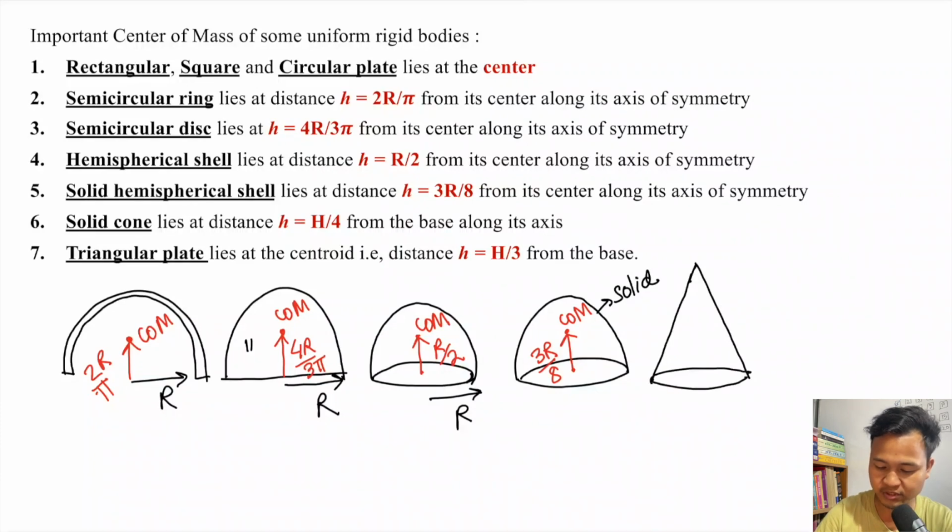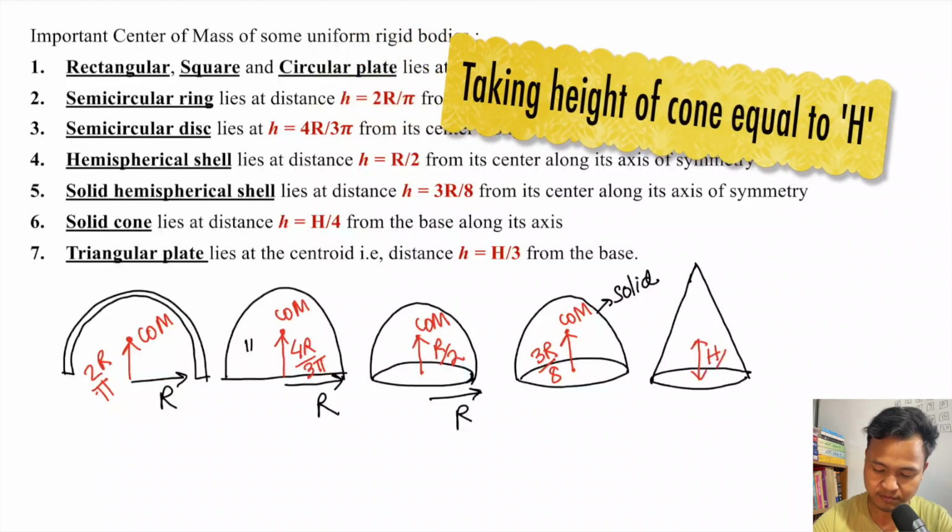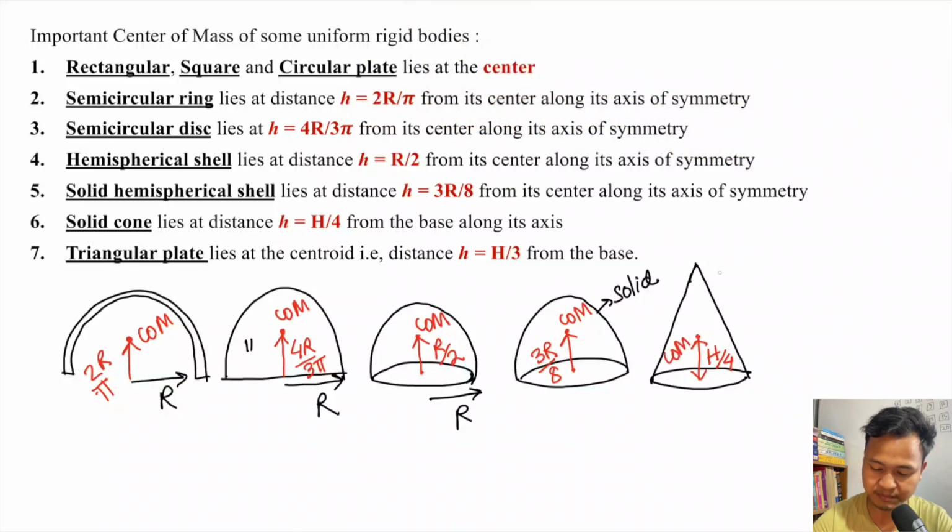So solid cone. At a distance of how much? Here at a height of h by 4 from the base. So from the apex, how much is this? This will be 3h by 4.